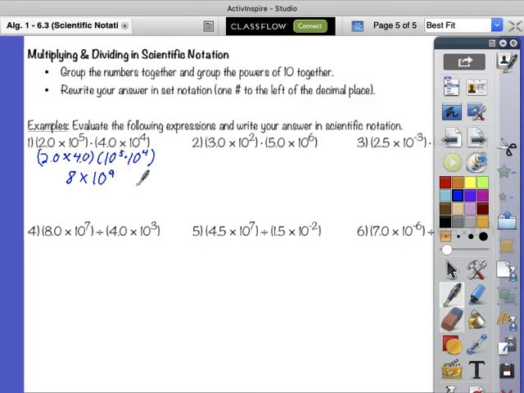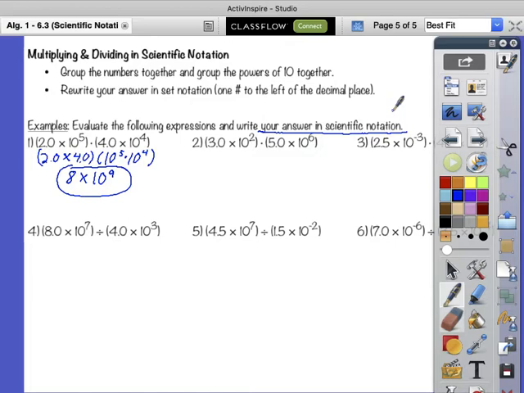Is our answer already in scientific notation? Yeah, because we have only one number before the decimal. 8 times 10 to the 9th, we're good. We can leave it there because we're asked to write our answer in scientific notation. So this is the one time I'm okay with us not actually writing it all out, because we're specifically asked to use scientific notation.